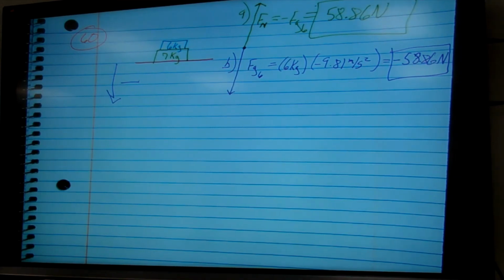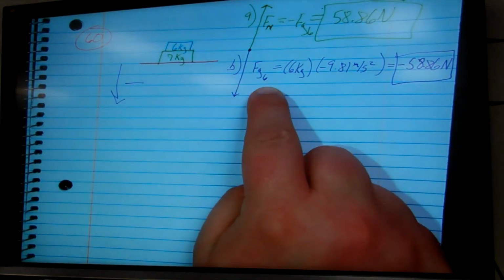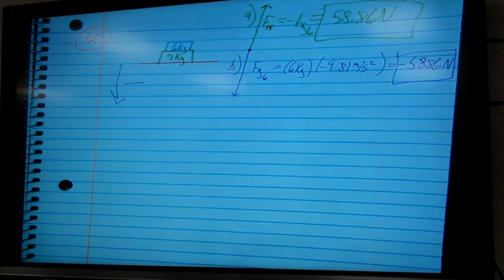What is it, Chris? How did you get the green part though? Like FG6? It has to be opposite of FG6, because I named it the force of gravity of the 6 kilogram block. They have to be opposite. The reason is that it's not moving in the y direction.